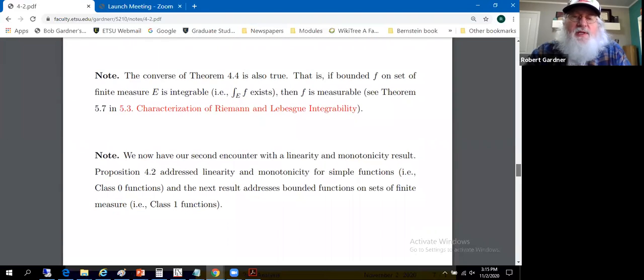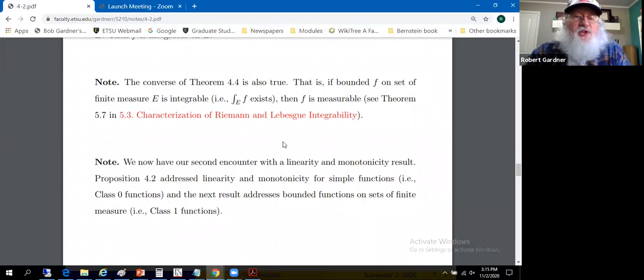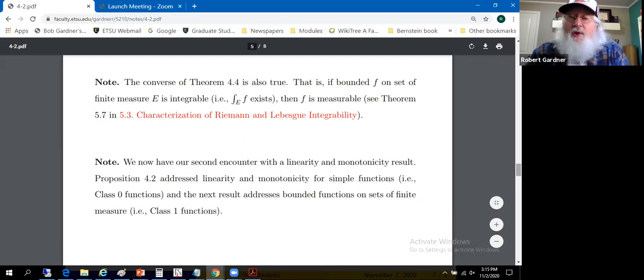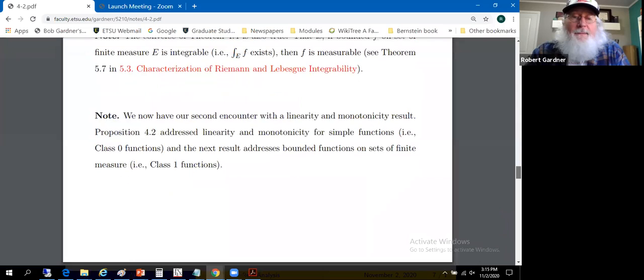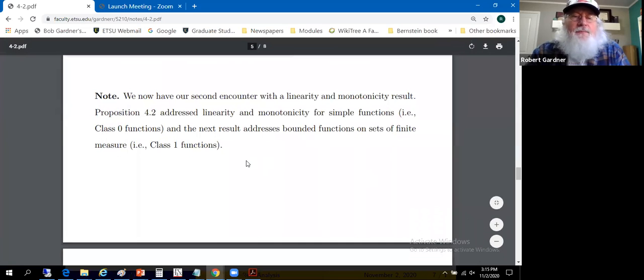Turns out, we'll see somewhere in chapter 5, the converse of theorem 4.4 also holds. If a bounded function f on a set of finite measure e is integrable, that is, if the integral exists, then it turns out that it must be a measurable function. To be explored in a bit more detail in section 5.3. Let's leave it at that.